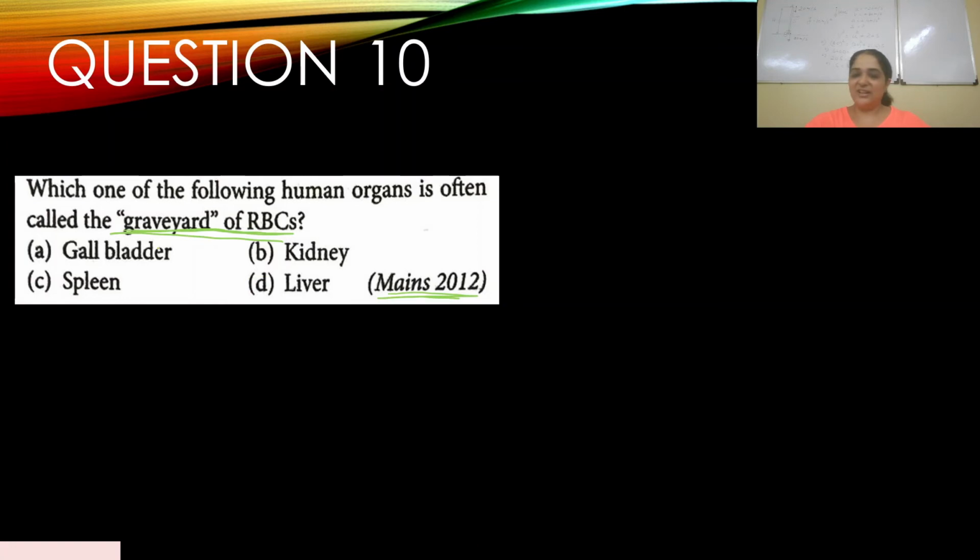This is again a direct question. If you knew your facts properly, you should have been able to answer this question correctly. So your answer should be C, spleen. Okay, we'll discuss this answer now.